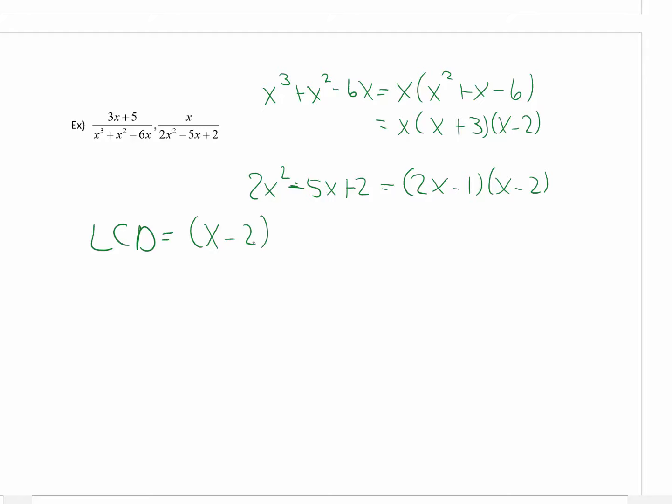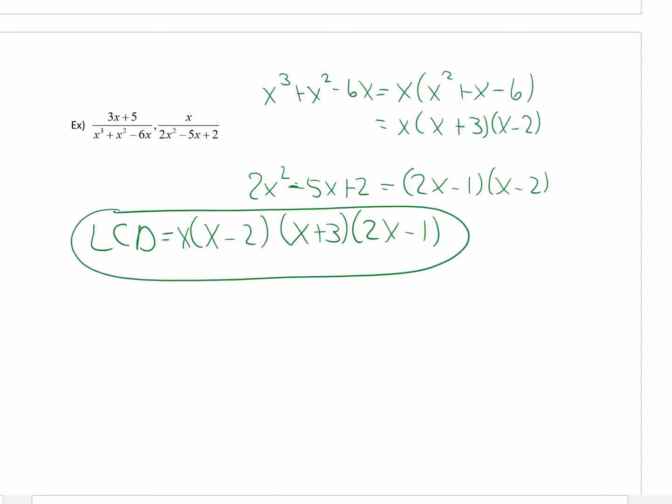So what other factors are in either denominator? I'm going to start up here. That's an x. I'll put that in front. But the first also has a factor of x plus 3. What other factors are in the second denominator? Well, that is 2x minus 1. So the least common denominator are these four factors being multiplied together. And again, I'm not going to multiply all that out. I'm going to leave it like this.